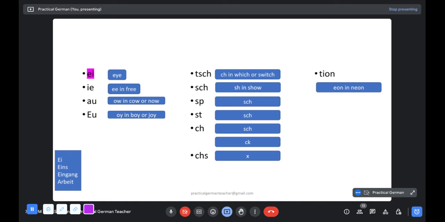Right. Do you know the meanings? Yeah, Ei is egg. Eins is one. Eingang is entrance. And Arbeit is work. Okay, eins is not once. Eins is just one. If you want to say just once, it will be einmal. Okay.